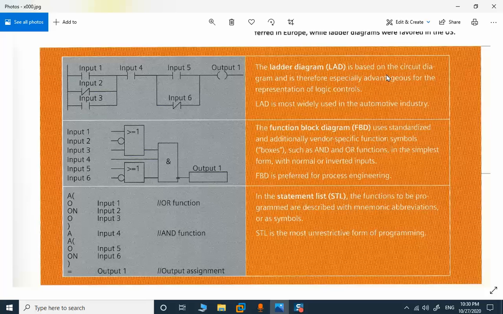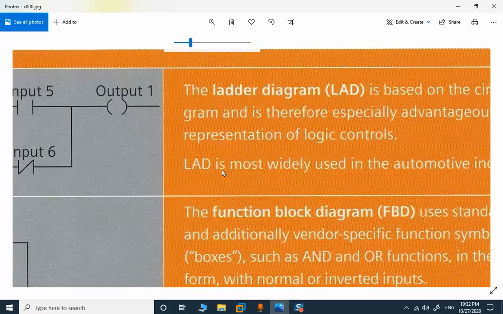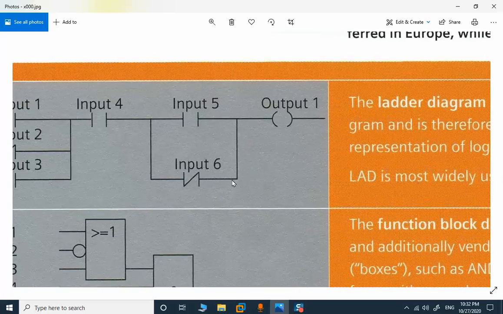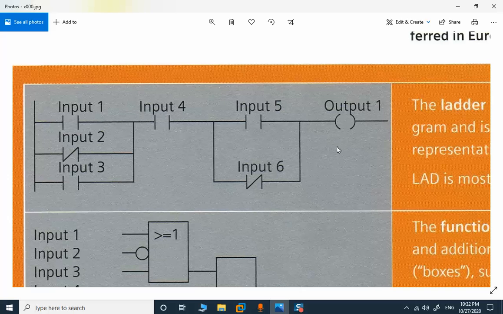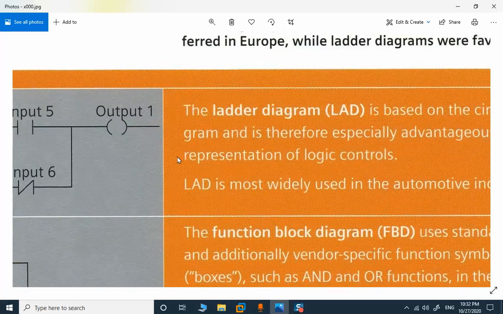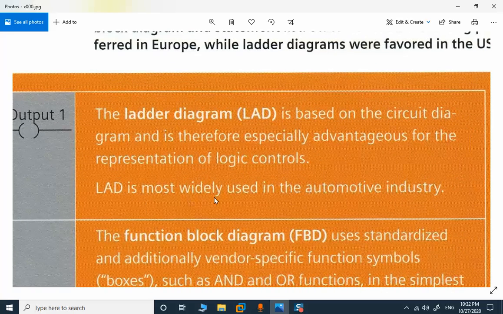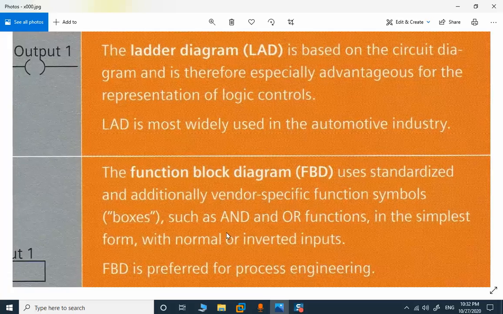Ladder is based on circuit diagrams. It was created for electricians. LAD is suitable for electricians who are familiar with relay contactor circuits. It's very easy to implement, easy to trace, and troubleshoot. At that time, LAD was widely used in the automotive industry.